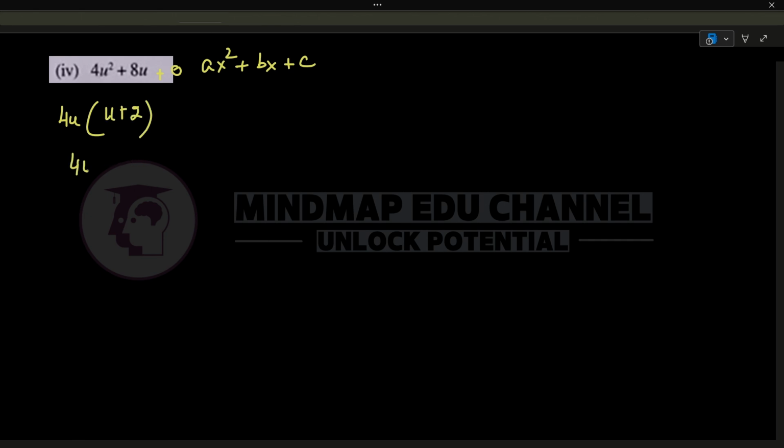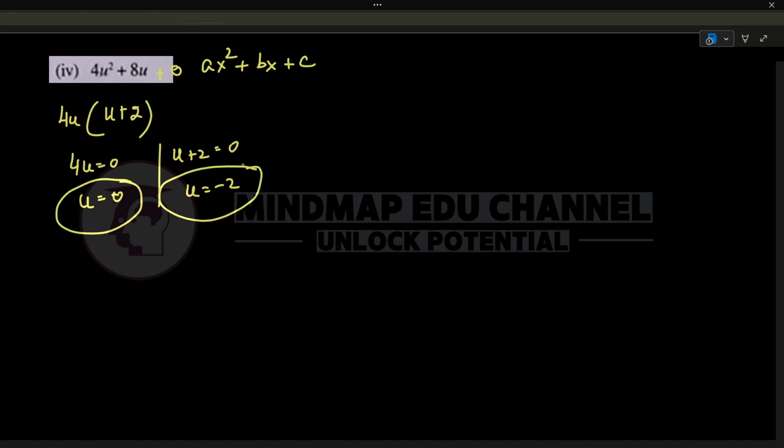So let's write 4u equate separately. Here u plus 2 is equals to 0. So here the first u is equals to 0 and u is equals to minus 2. So these are the two zeros that we get for this polynomial. Now let's verify the relation.